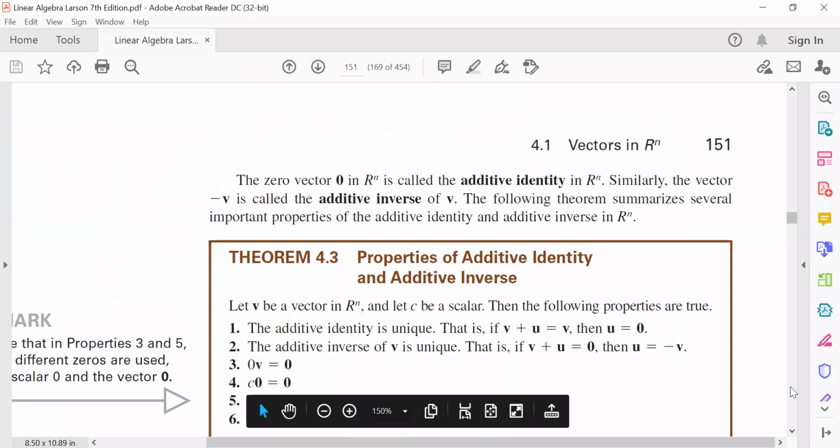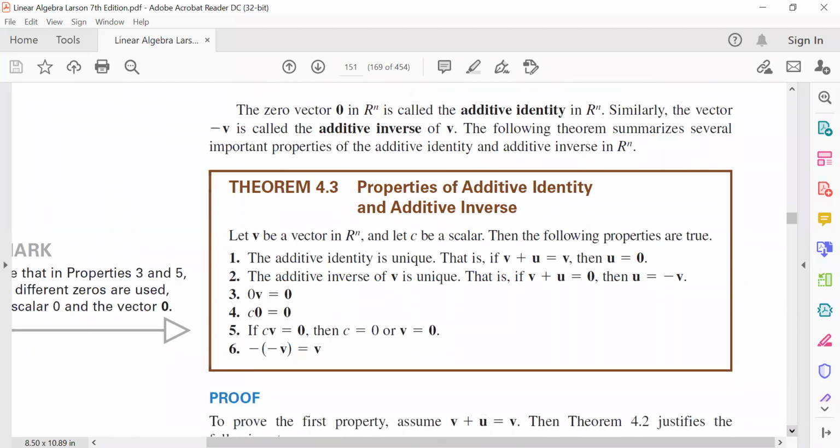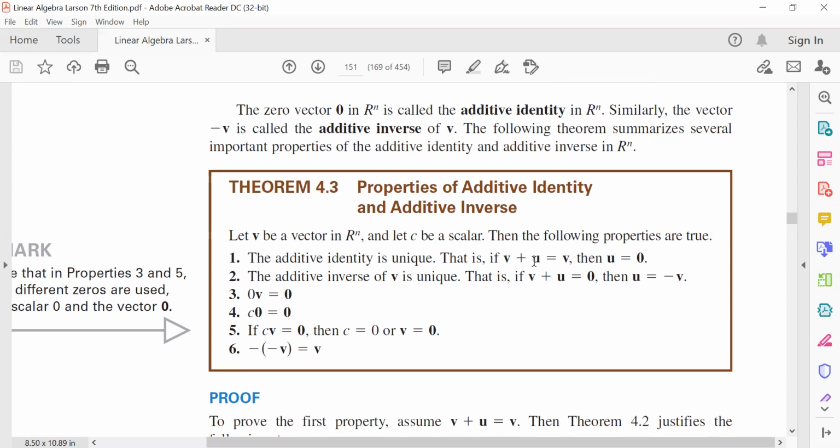Okay, moving right along. Here are some properties, which are pretty much common sense. The additive inverse is unique. So if V plus U equals V, then U is equal to the 0 vector, meaning there's one and only one 0 vector. And the inverse of V is unique. That is, if V plus U equals 0, then U is equal to negative V. Meaning there's only one inverse.